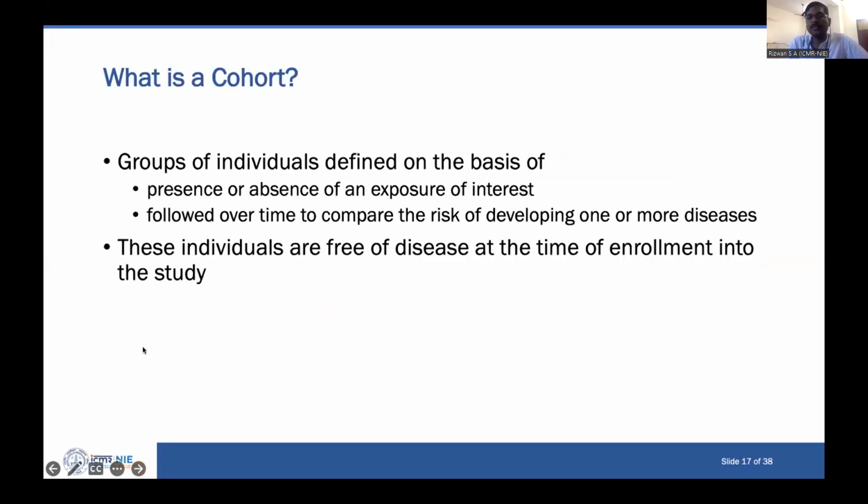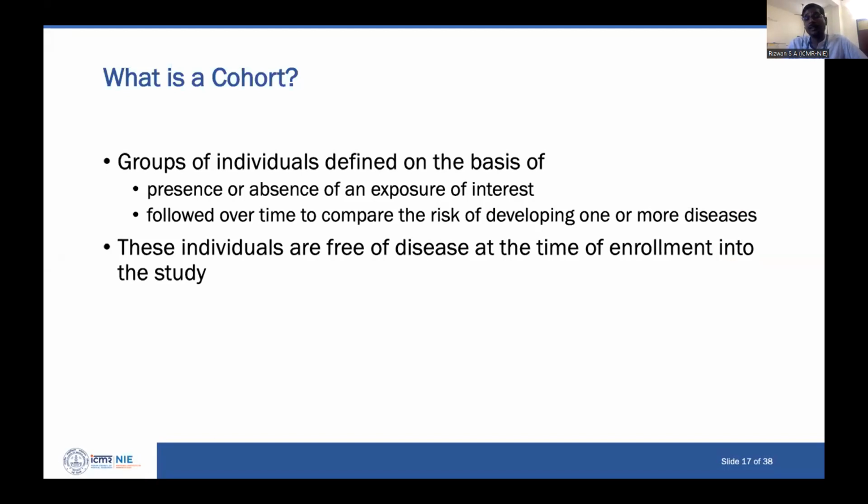A cohort is a group of individuals defined on the basis of the presence or absence of an exposure of interest, and they are followed over time to compare their risk of developing one or more diseases. So please remember, the starting point for a cohort study is whether a particular person is exposed or unexposed. You might start with two groups: one group is exposed and the other group is non-exposed.